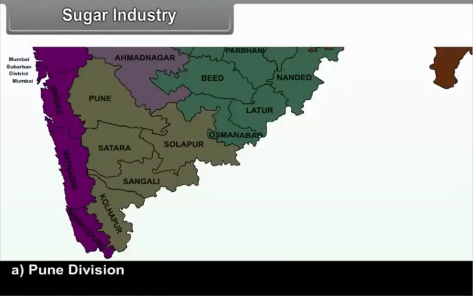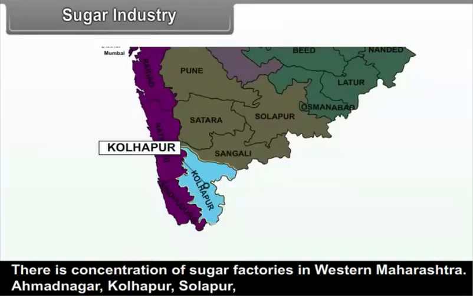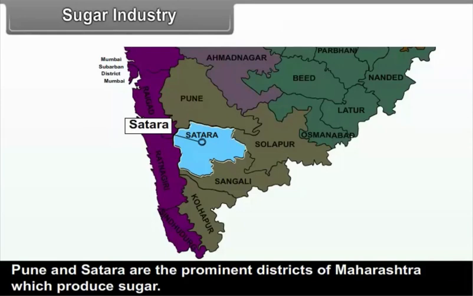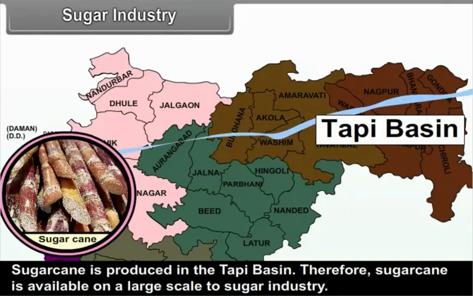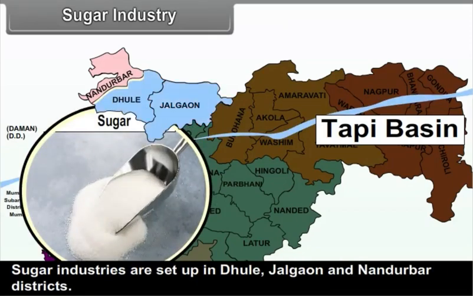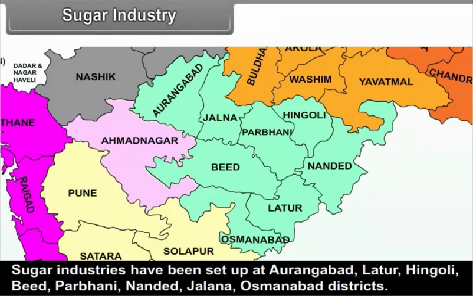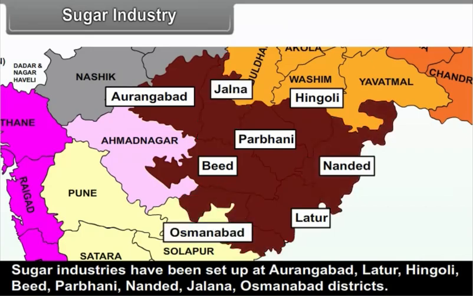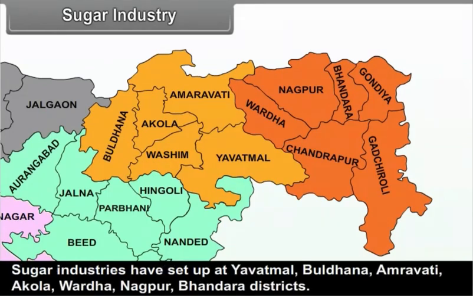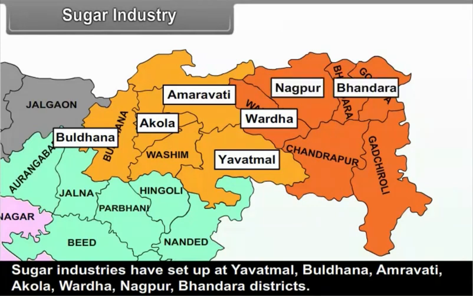Distribution of sugar industry. A. Pune division. There is a concentration of sugar factories in western Maharashtra. Ahmednagar, Kolhapur, Solapur, Pune and Satara are the prominent districts of Maharashtra which produce sugar. B. Nasik division. Sugarcane is produced in the Tapi Basin. Therefore, sugarcane is available on a large scale to the sugar industry. Sugar industries are set up in Dhule, Jalgaon and Nandurbar districts. C. Aurangabad division. Sugar industries have been set up at Aurangabad, Latur, Hingoli, Beed, Parbhani, Nanded, Jalna, Osmanabad districts. D. Nagpur Amravati division. Sugar industries have been set up at Yavatmal, Buldana, Amravati, Akola, Wardha, Nagpur and Bhandara districts.